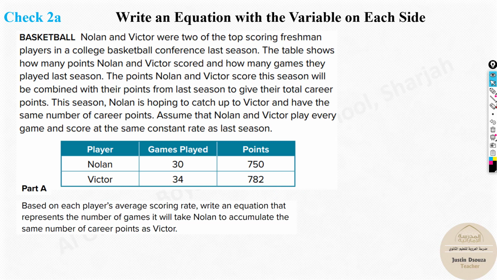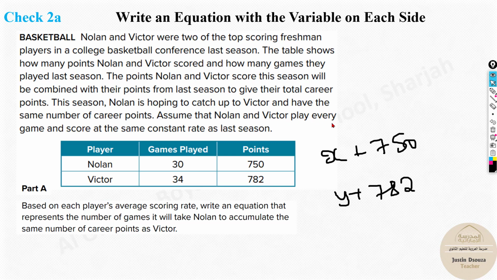Okay, it'll be added. That means whenever they tell you extra or added, whatever is happening this season, say x, plus the last season: 750, and over here y plus 782. That is what it means. They will be added from the last season to give their total career points. This season, Nolan is hoping to catch up to Victor and have the same number of career points. They want to make the same number of career points. Nolan, who is lagging behind by 32, wants to get it to equal now.